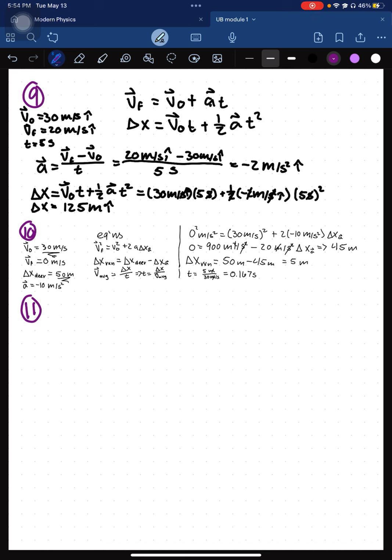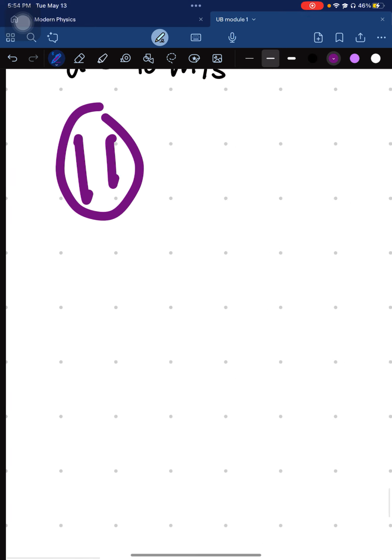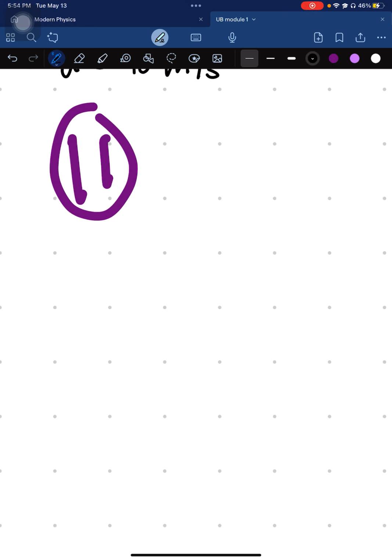So an object is dropped from a cliff 100 meters high. What is the object's velocity just before it hits the ground, and how long does it take for the object to hit the ground? Here are my knowns.